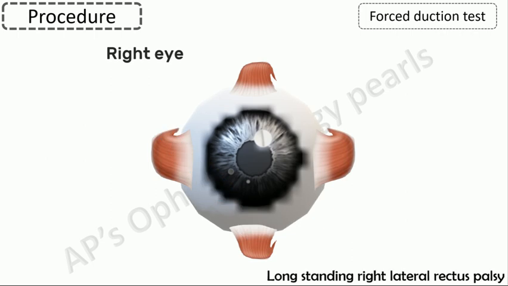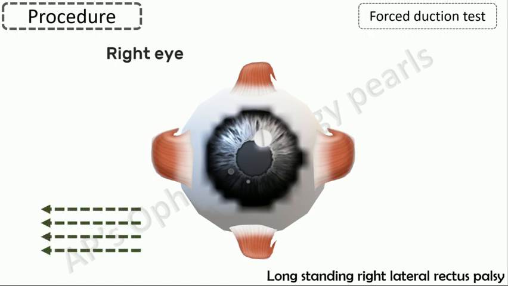Let us understand the force duction test in the context of a long-standing right lateral rectus palsy. You are suspecting a contracture of its direct antagonist, the right medial rectus. If present, this would limit abduction. So we need to passively abduct the eye to test how far we can do so.